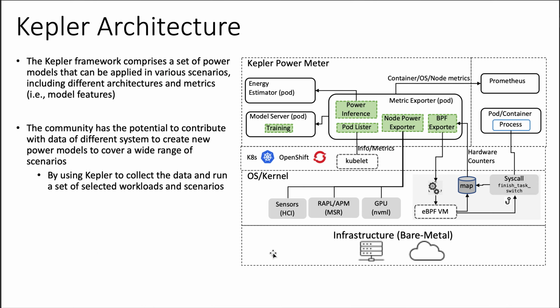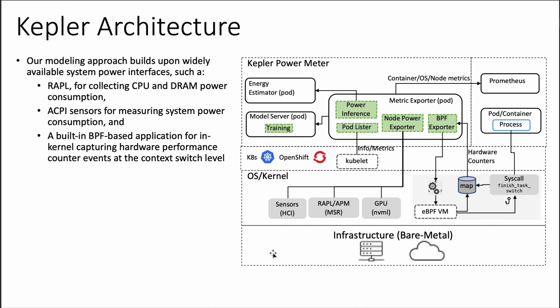Okay, so Kepler is a framework that is composed of multiple power models that can be applied to various scenarios, for example, for different CPU architectures or using different metrics, depending on the metric availability. The Kepler framework aims to provide publicly available power models from the community, to be shared with the community. That is, the community can share data from different CPU architectures. We can create power models for that, and this can be reused by the community in different contexts.